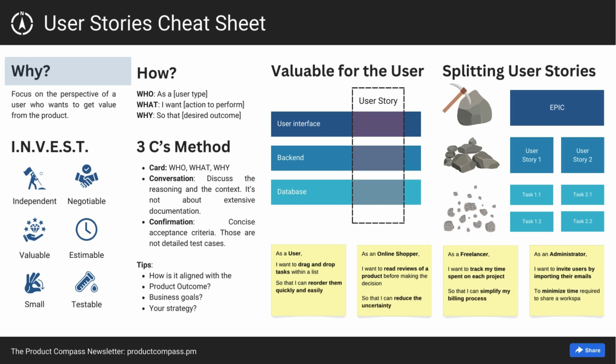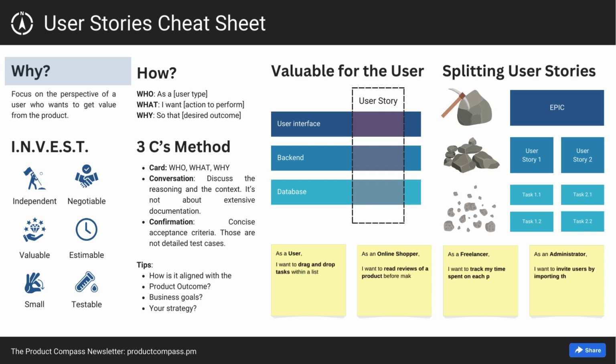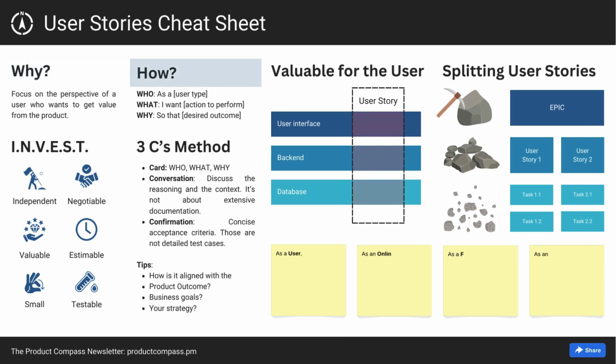A user story is written from the perspective of a user who wants to derive value from the product. It should focus on the user's desired outcomes and be embedded in the context where the user seeks value from the product.